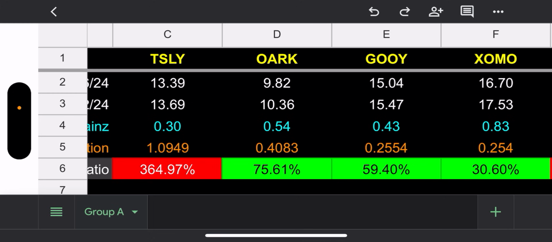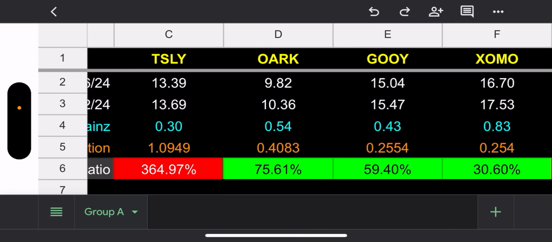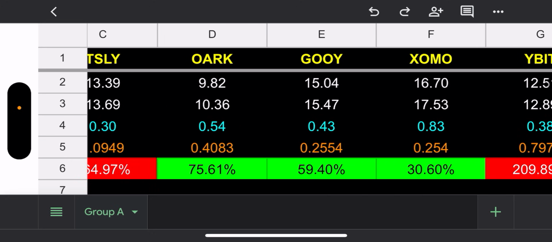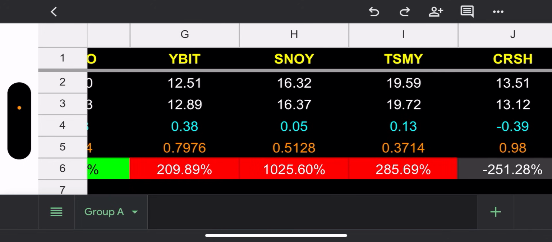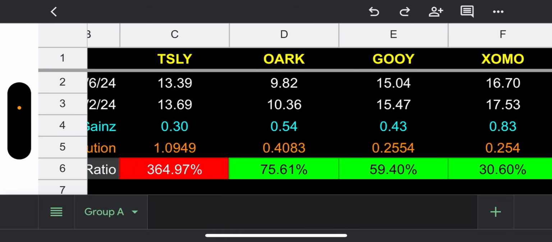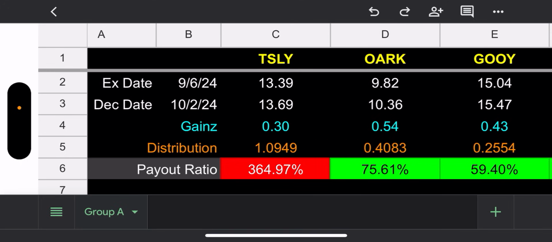So hopefully that makes sense. This is just the first 4-week cycle of Group A that I'm going through as a sample as I work on this file. The first 4-week cycle was September 6th to October 2nd. GUI, 59% payout ratio, awesome. Zomo, 30% payout ratio. YBIT, SNOY, and TSMY, horrible. They did not do too well, so they had horrible payout ratios. Crash is in the negative. I don't even know what to do with the negative numbers, but just even beyond horrible. So yeah, just a quick preview of something I'm working on. I don't know if this interests anyone, but stay tuned if it does.